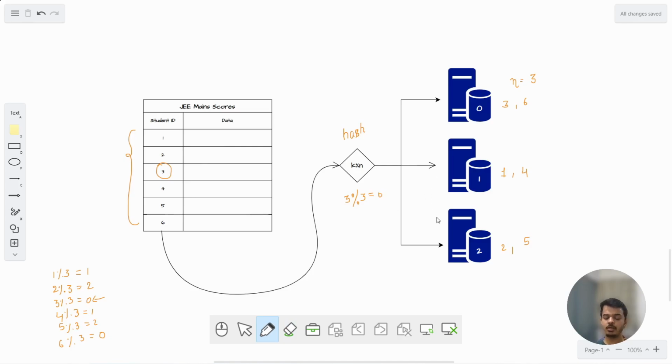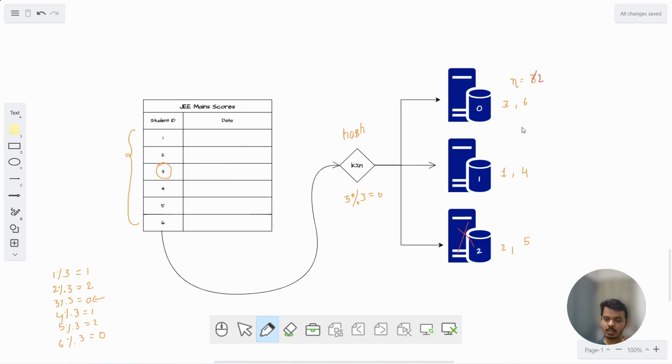Now let's assume that one of your database servers has gone down. So let's assume server number 2 has gone down, and no one can reach that server. So what will happen? The number of servers now reduces to 2. So in this case, all the students want to know their marks. So how do you solve this problem?